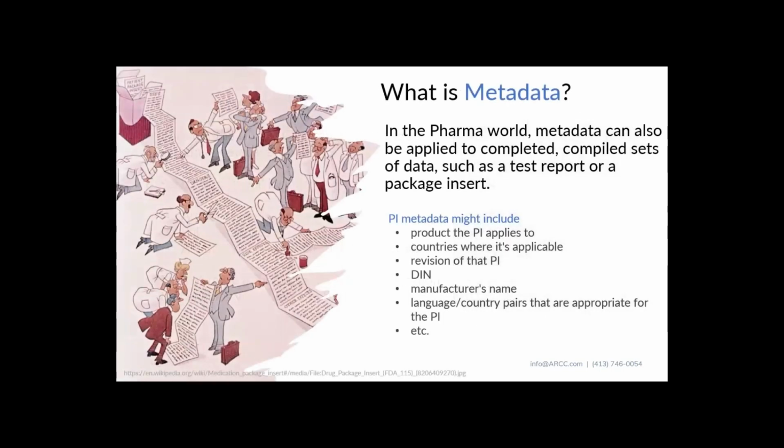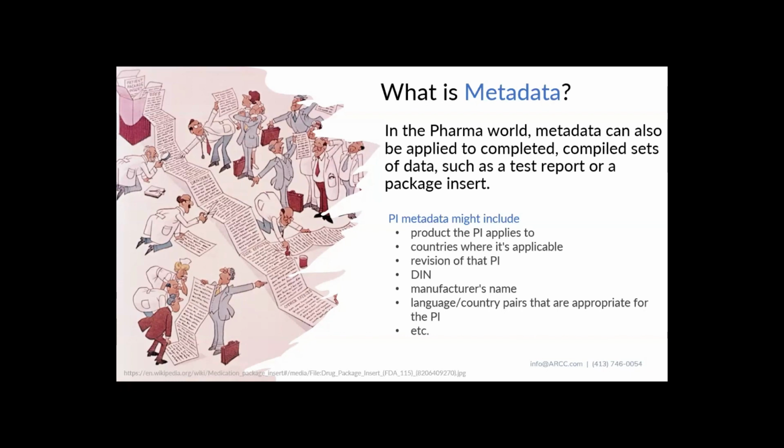So what is metadata? In the pharma world, metadata can also be applied to completed, compiled sets of data, test reports, package inserts. The information could be the country that it's applicable for. It could be a revision of the product ingredients. It could be DIN numbers. It could be manufacturers' names. You may have multiple distributors within different countries, or if you're going into the EU, you may have a distributor for each country out there. So all those kind of things can go into what metadata is.